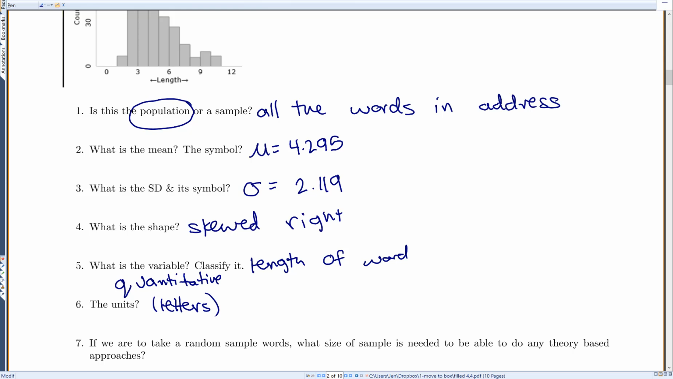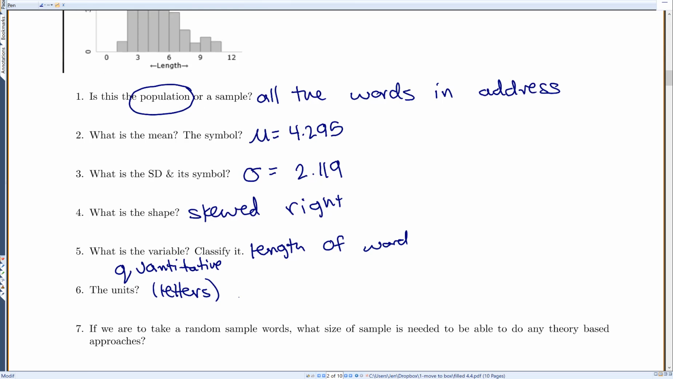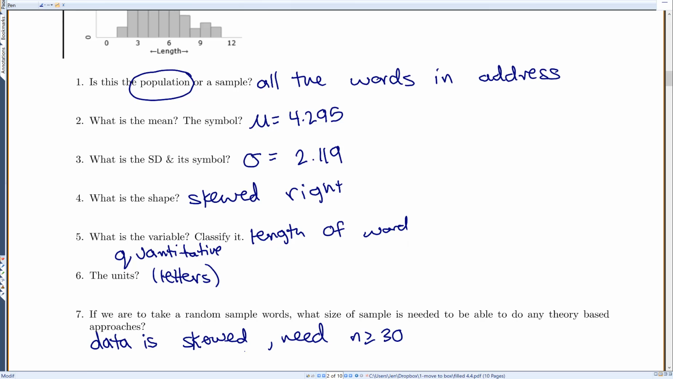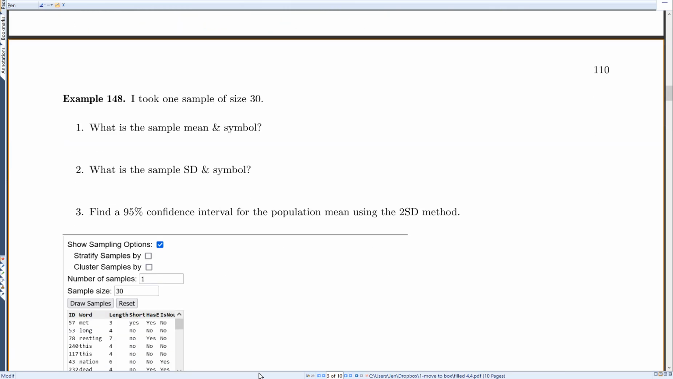If we are to take a random sample of words, what size of sample is needed to be able to do any theory-based approaches, whether it's tests or confidence intervals? Because we want to take a random sample, if we look at our data, it is skewed. And if our data is skewed, then we need a sample size of at least 30. If our data wasn't skewed, then 20 would have worked just fine. And if our data had been normal, then any sample size would have worked. But since it's skewed, we do need a sample size of at least 30 to use any theory-based approaches.